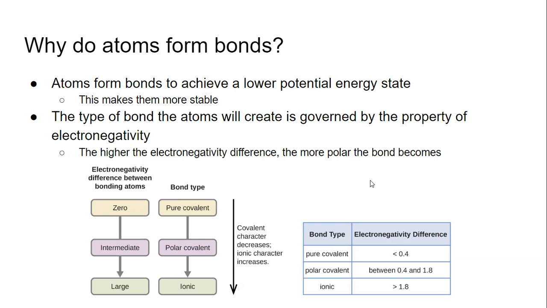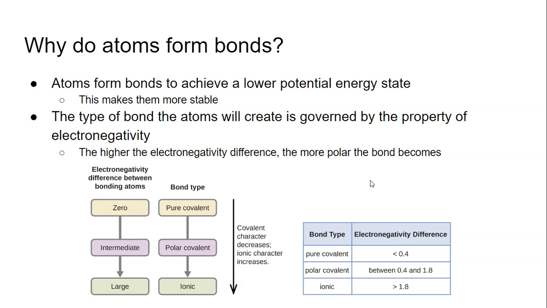What type of bond the elements are going to make is going to be governed by electronegativity. So we talked about that, and we know that it increases as you move up a group and as you move to the right on the periodic table. So your nonmetals are very electronegative, your metals are not very electronegative. So if we look at the difference in electronegativity between whichever two elements we're trying to bond, we can predict what kind of bond it's going to make based on that difference.